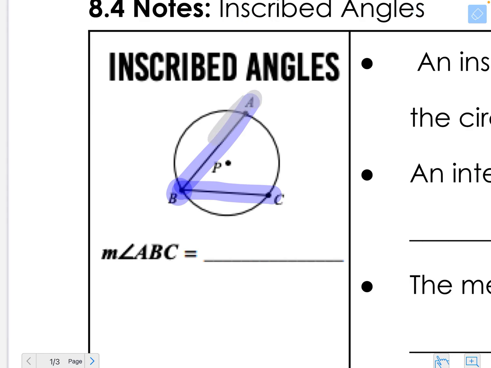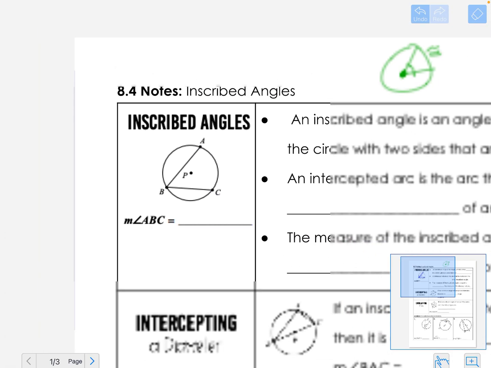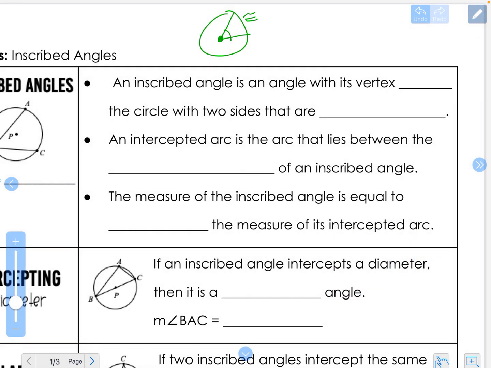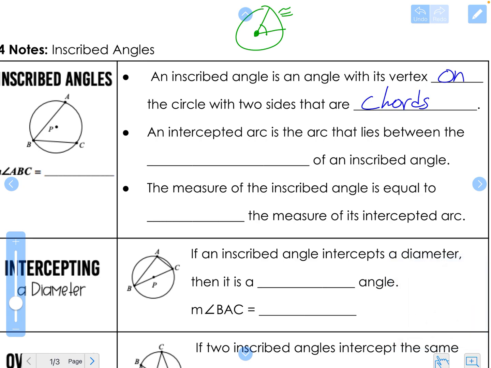So let's get a few definitions out of the way so that we know what we're doing and we can look at practice problems. An inscribed angle, again, is an angle with its vertex on the circle and 2 sides that are chords. An intercepted arc is the arc that lies between the endpoints of an inscribed angle. Our intercepted arc would be AC, and then our angle would be ABC.